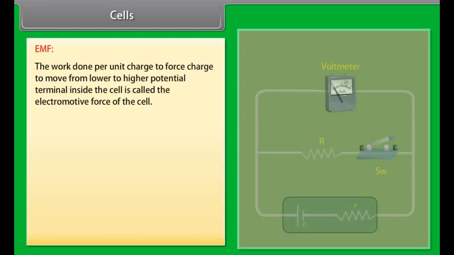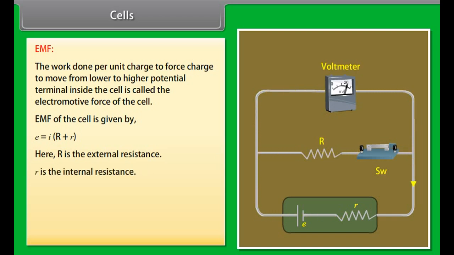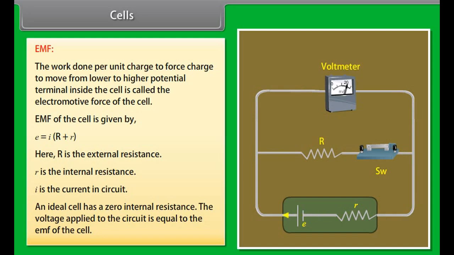EMF. The work done per unit charge to force charge to move from lower to higher potential terminal inside the cell is called the electromotive force of the cell. EMF of the cell is given by E = I(R + r). Here capital R is the external resistance, small r is the internal resistance, small I is the current in the circuit. An ideal cell has zero internal resistance. The voltage applied to the circuit is equal to the EMF of the cell.